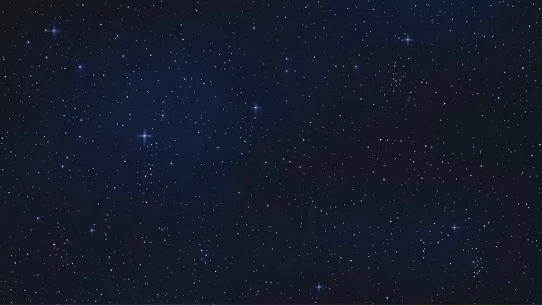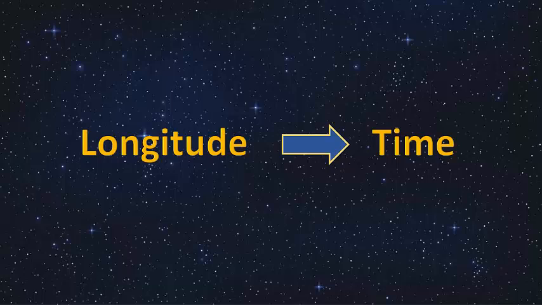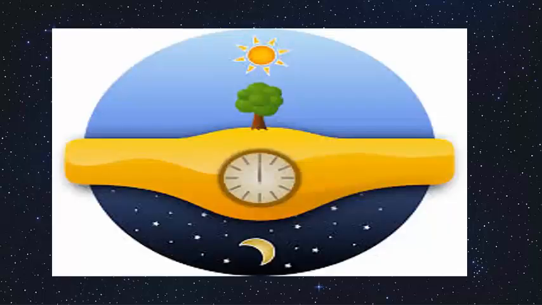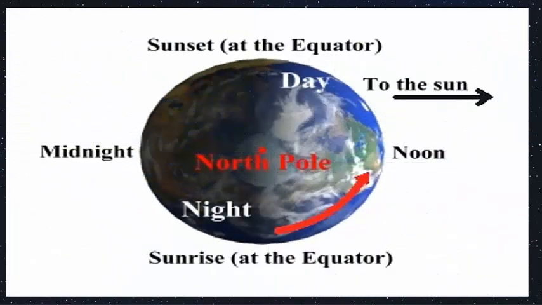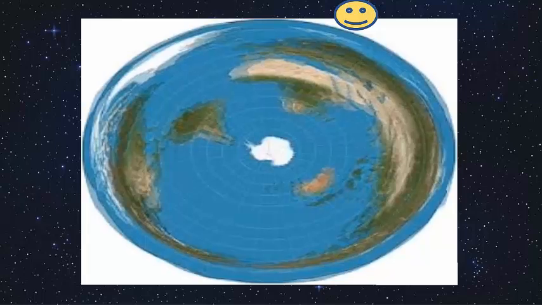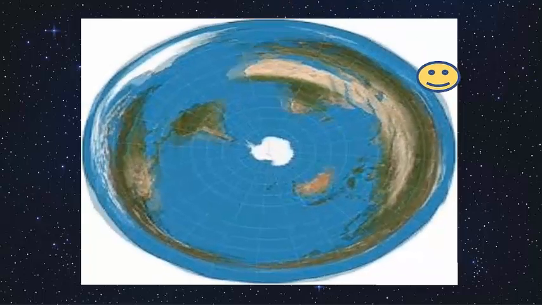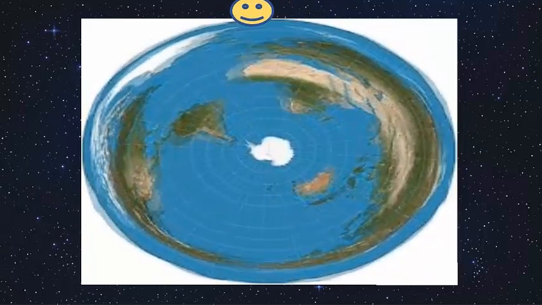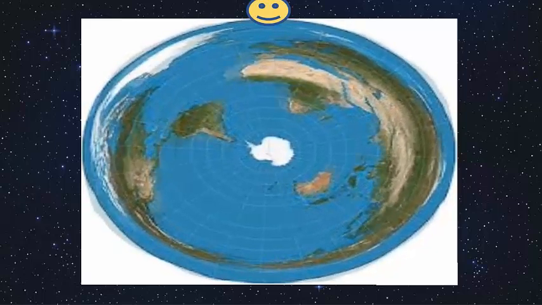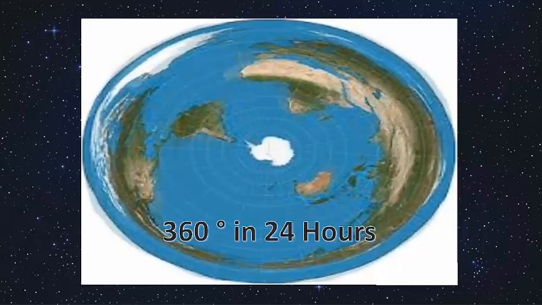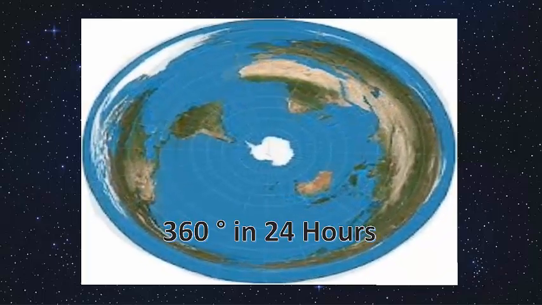There is a relationship between longitude and time. As the earth rotates, every place has its sunrise, noon and sunset. The earth completes one rotation in approximately 24 hours. That means the earth rotates 360 degrees in 24 hours, or we can say that the earth travels an angular distance of 360 degrees in 24 hours.